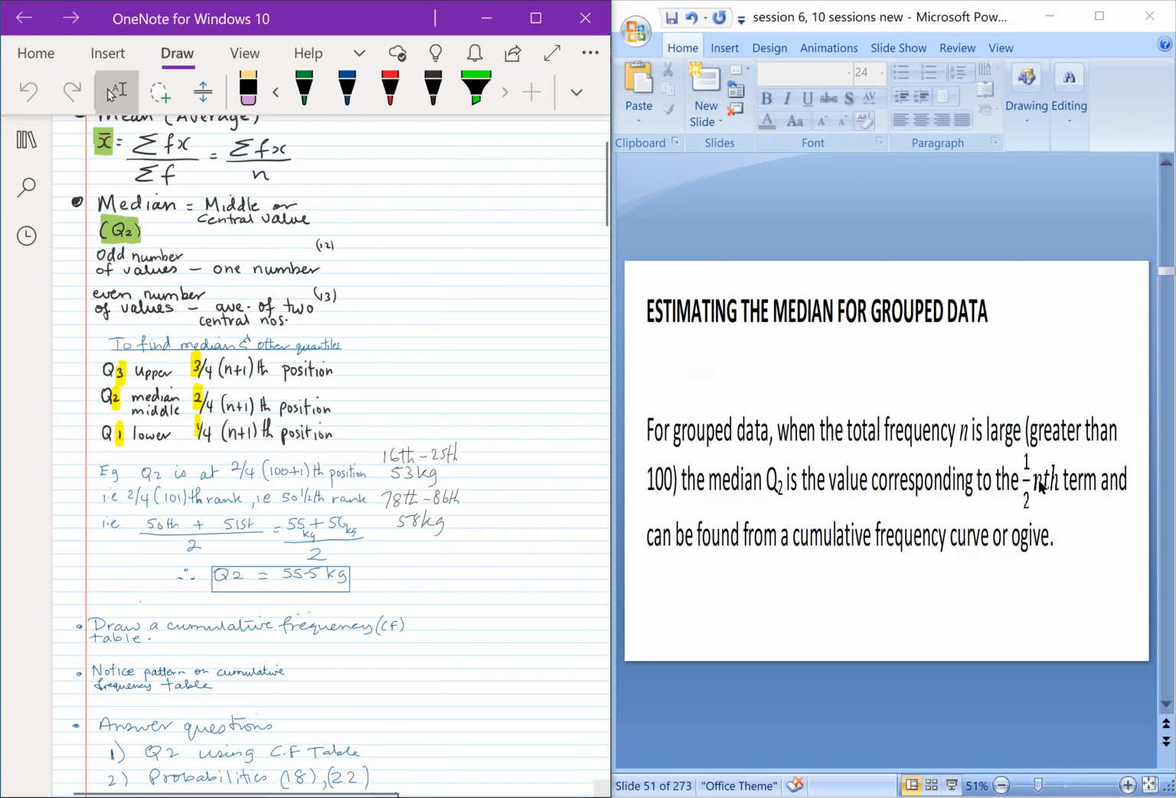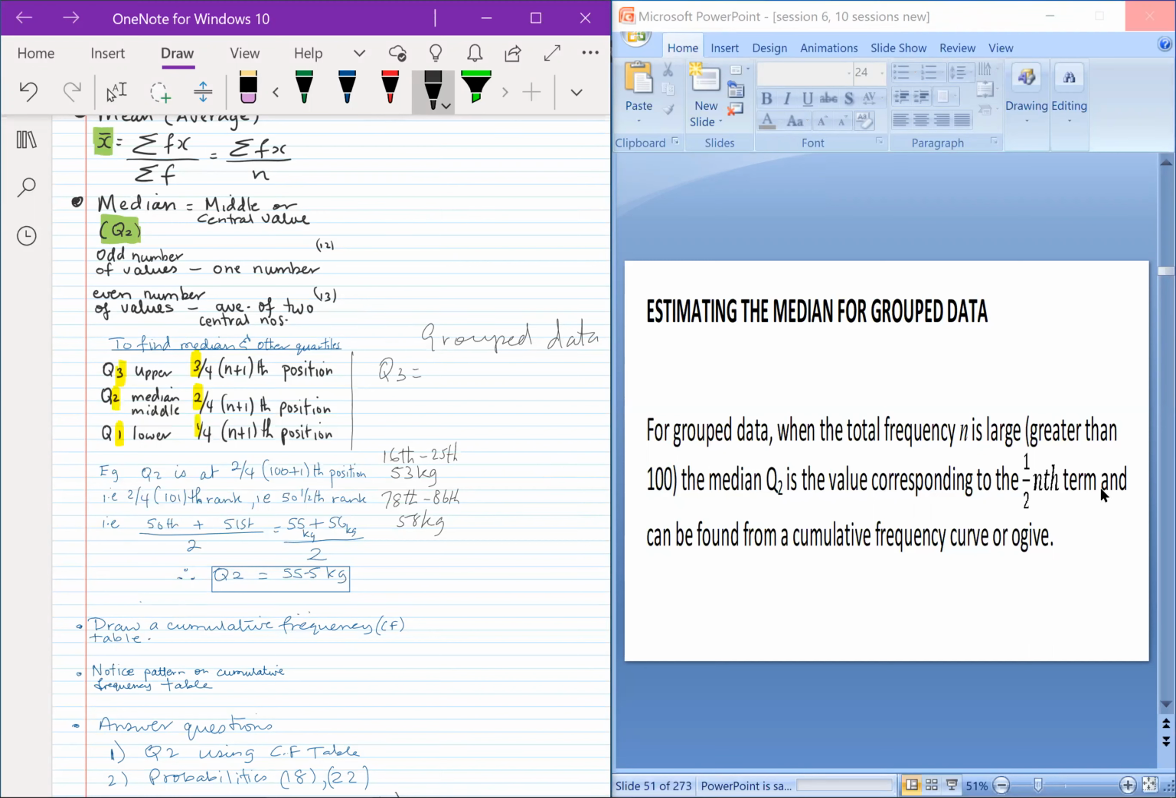So 2/4 or a half nth term. So I'm going to write some things here for you now. If you have group data, these formulas become, for example, Q3 becomes 3/4 nth rank. I'll just put rank, because the 1 disappears, it is no longer significant.